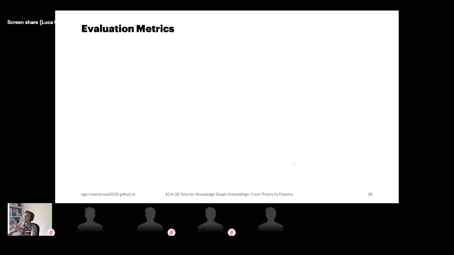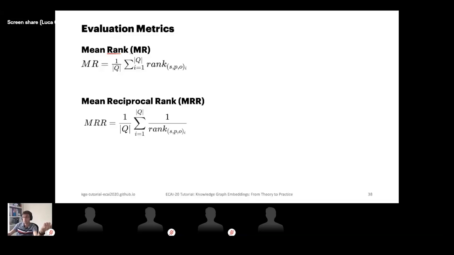And then we'll use metrics which come from the world of information retrieval, ranking metrics, so mean rank and mean reciprocal rank. It's exactly like mean rank, but instead of taking the mean of the rank, we take the reciprocal of the rank, because this guarantees a bit of robustness against outliers, right? If there is an outlier here, it will have a big effect on the mean rank, whereas here it won't.